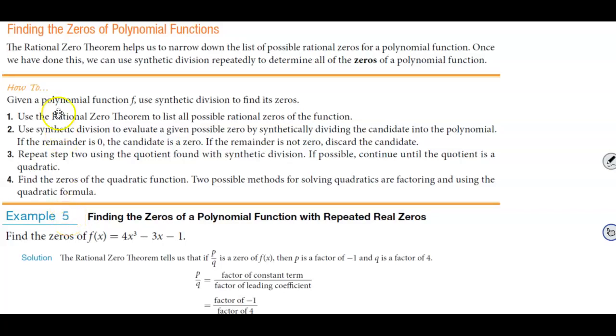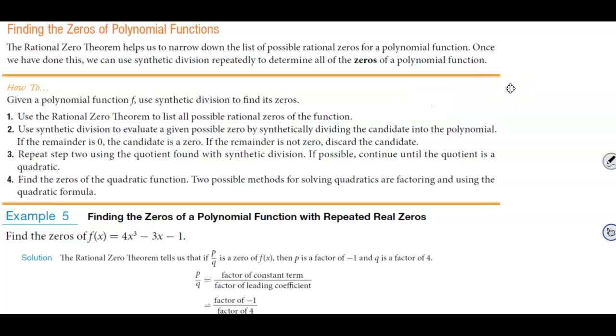For example number 5, we want to find the zeros of a polynomial function. The rational zero theorem helps us to narrow down the list of possible rational zeros for a polynomial function. Once we have done this, we can use synthetic division repeatedly to determine all of the zeros of a polynomial function. So how do we go about this?